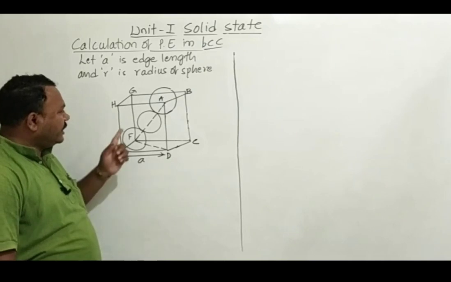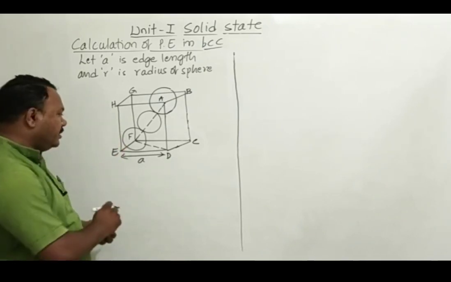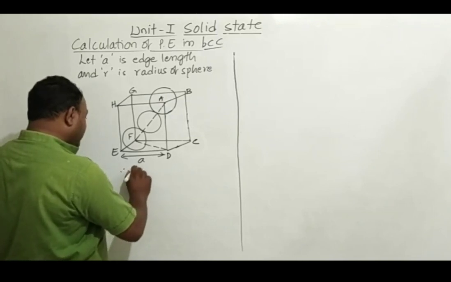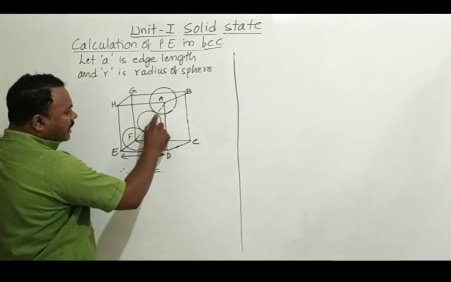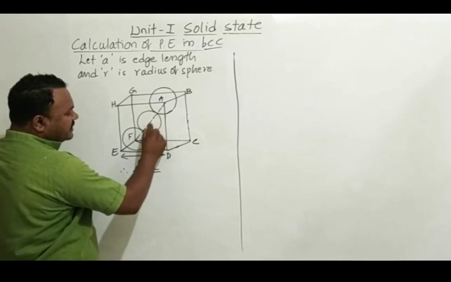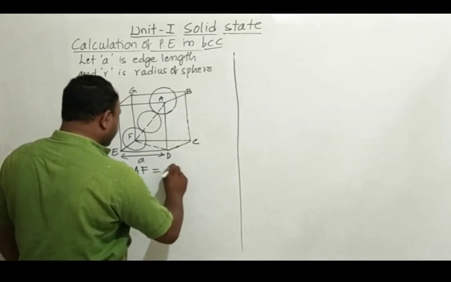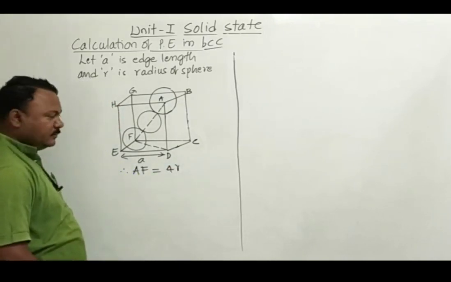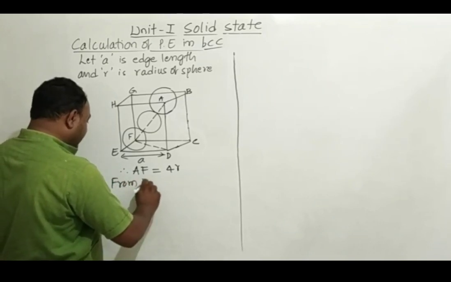Now, look at the value of AF, diagonal AF in terms of R. So what is the value of AF in terms of R? AF is equal to, again, R plus 2R plus R, that is 4R. So AF value is 4R. First, I am going to consider right angled triangle EFD.